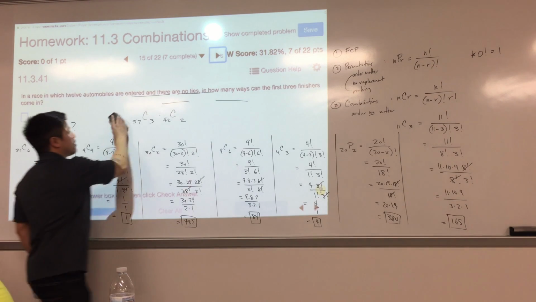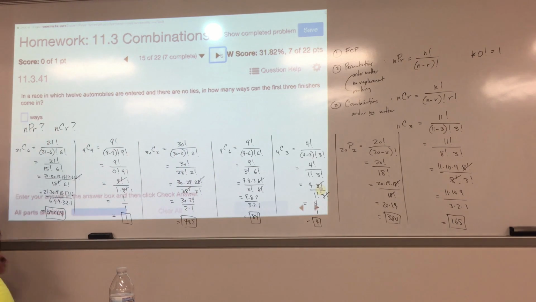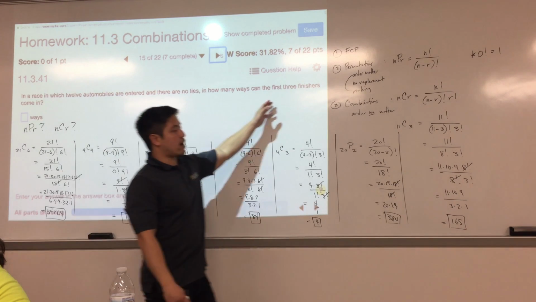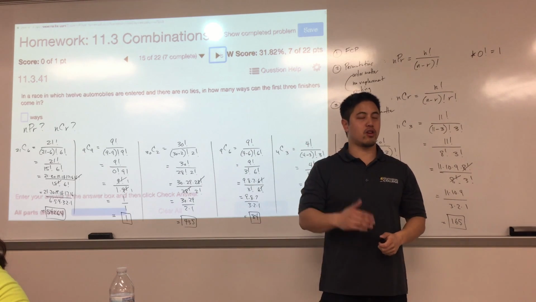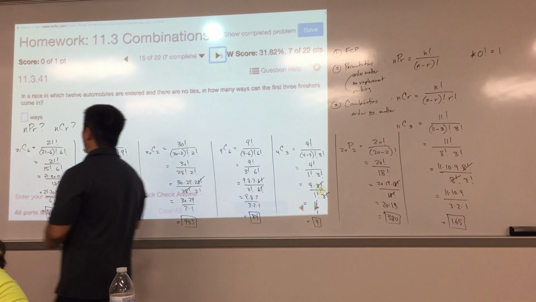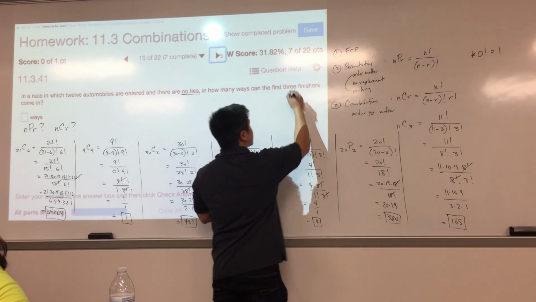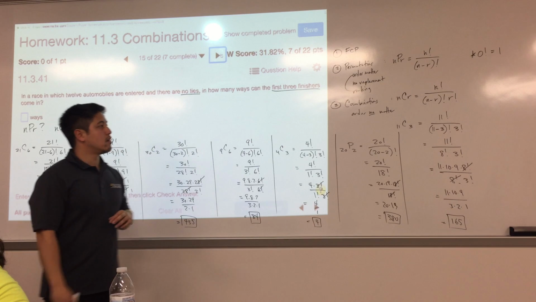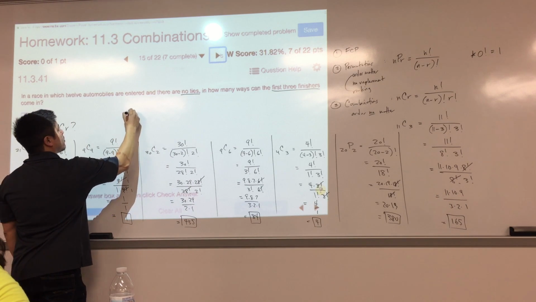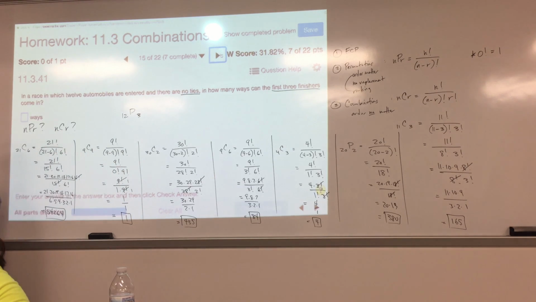All right, let's take a look at this one. Remember, always, always, always ask PRC. In a race in which 12 automobiles are entered and there are no ties, done. You should know immediately what we're doing. What is it? Permutations. Remember, you have finishers, right? You gotta be first, second, third. There are no ties, no repetition. So this one is permutations. First, see, not only is it no ties, but they double do it by saying first three, meaning that we have ranking. Make sense? So that's how you know. What's the problem? 12P3. That's it. Okay? Everybody got that? I'm not gonna do it because now you have your button, okay?